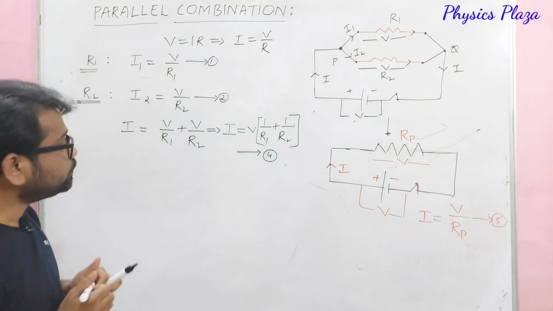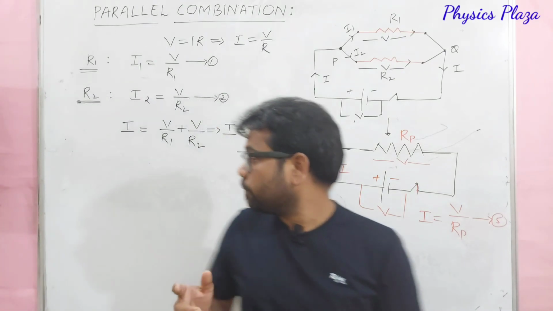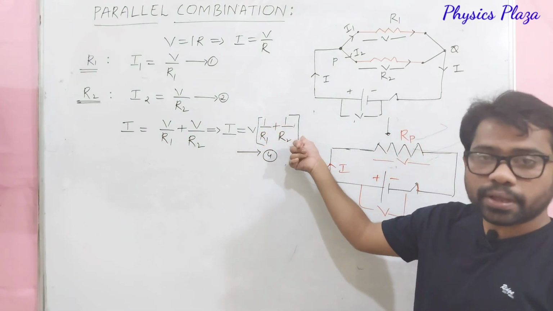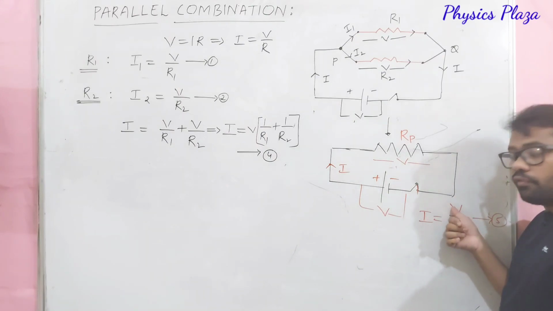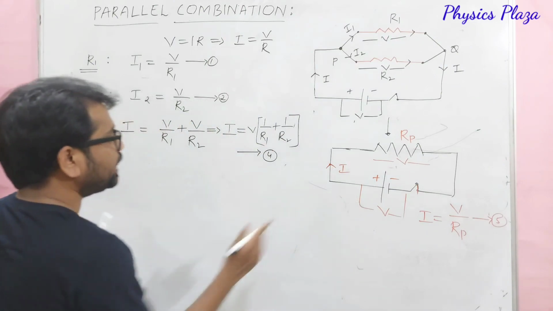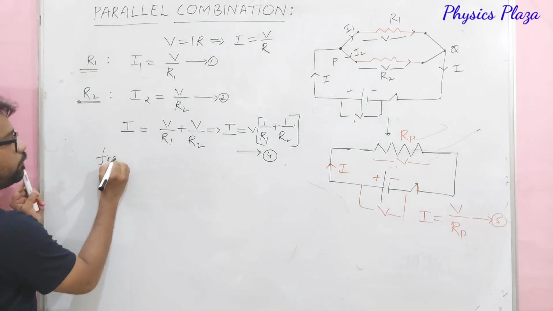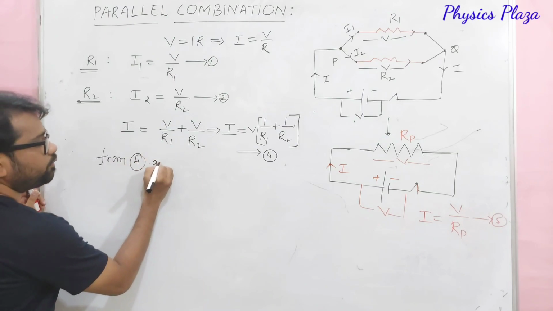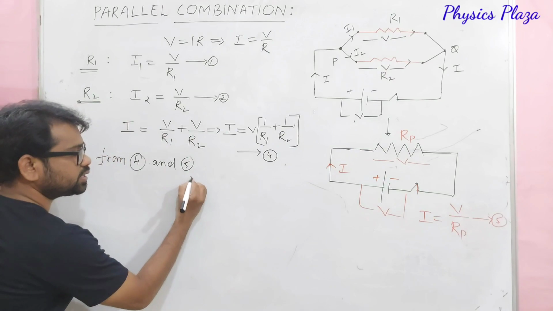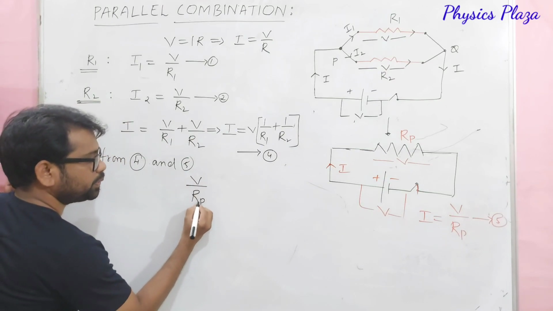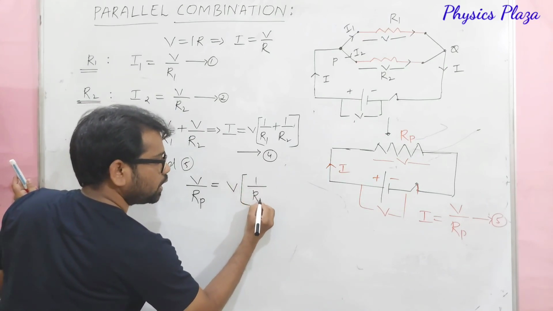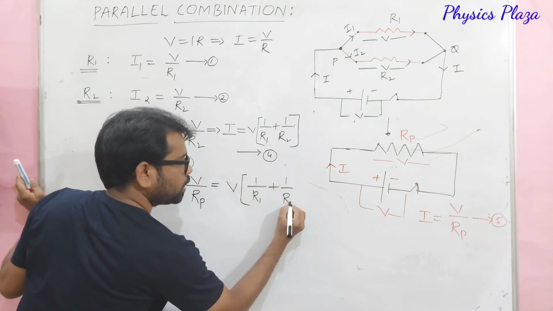Now observe equations 4 and 5, dear children. In equations 4 and 5, the LHS are equal. Here I is equal to V into 1 by R1 plus 1 by R2, and here also I is equal to V by RP. As the LHS are equal, the RHS should be equated. Then what can we write here? From 4 and 5, as the LHS are equal, the RHS should be equated. That is, V by RP is equal to V, taken as a common, times 1 by R1 plus 1 by R2.